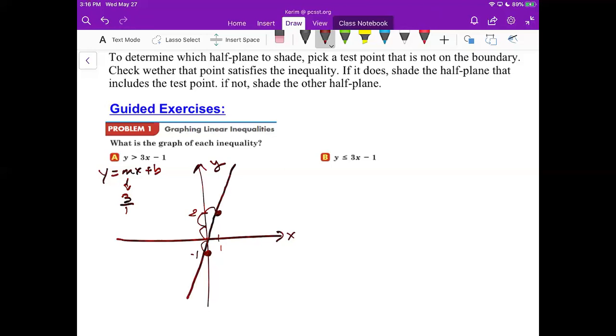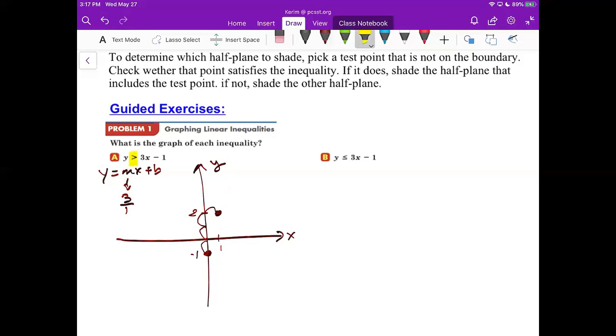I made a mistake. I drew this as a solid line, and that's a mistake because I don't know if it's solid or not. So first I need to decide, is it a solid line or a dotted line? In that case, I'm going to focus on the inequality symbol.